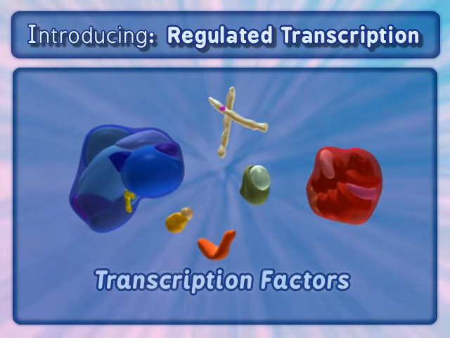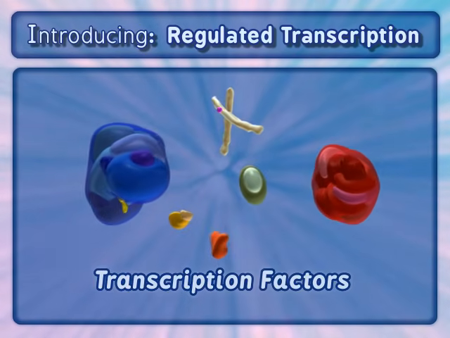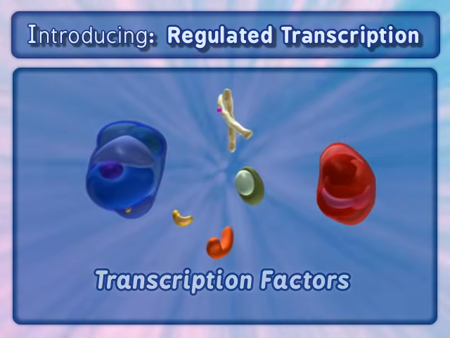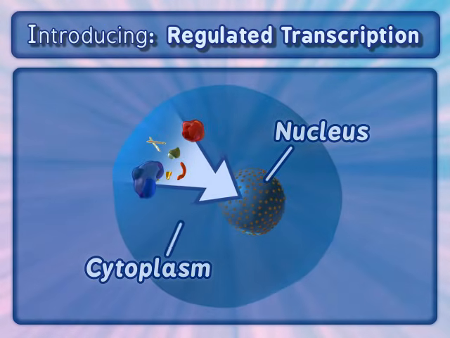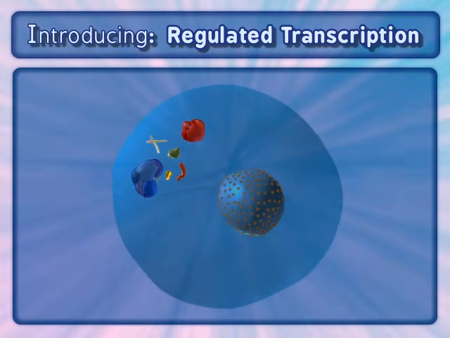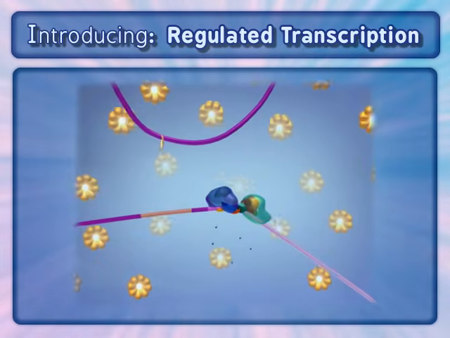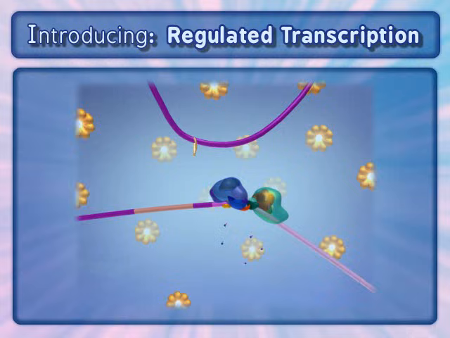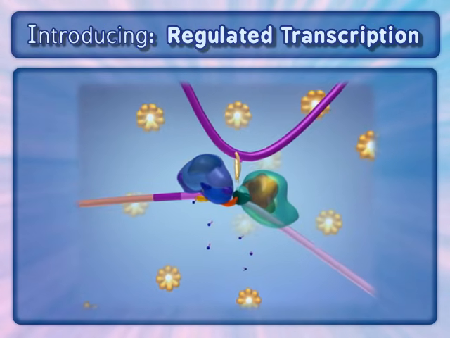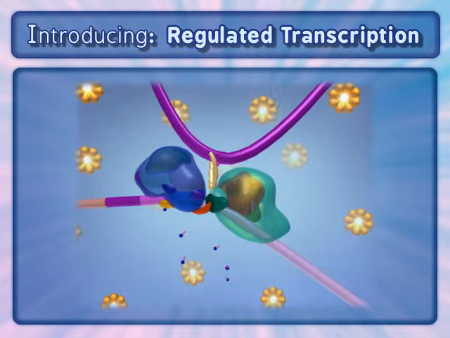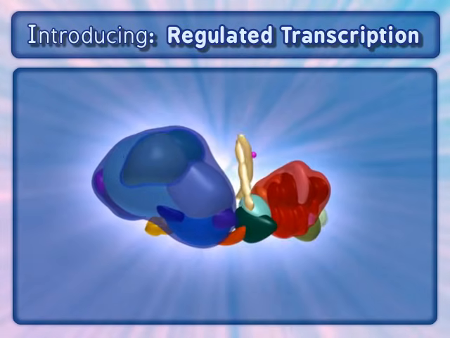Transcription is regulated by proteins called transcription factors. These factors are proteins that are produced in the cytoplasm and eventually migrate into the nucleus, where they interact with DNA and activate transcription. These transcription factors only interact with specific genes, those genes whose transcription they control. Most eukaryotic species have over 1,000 transcription factors.